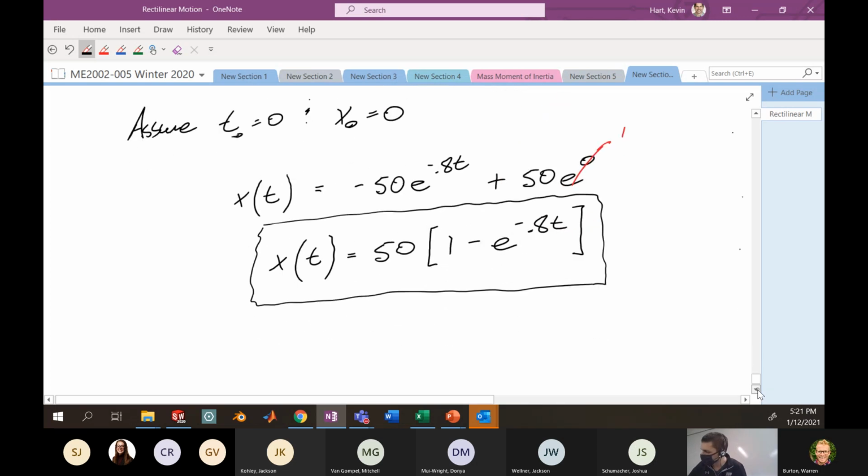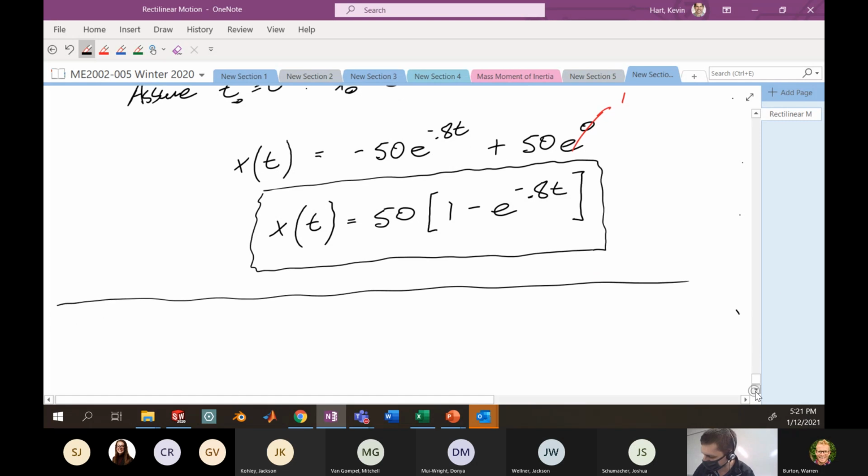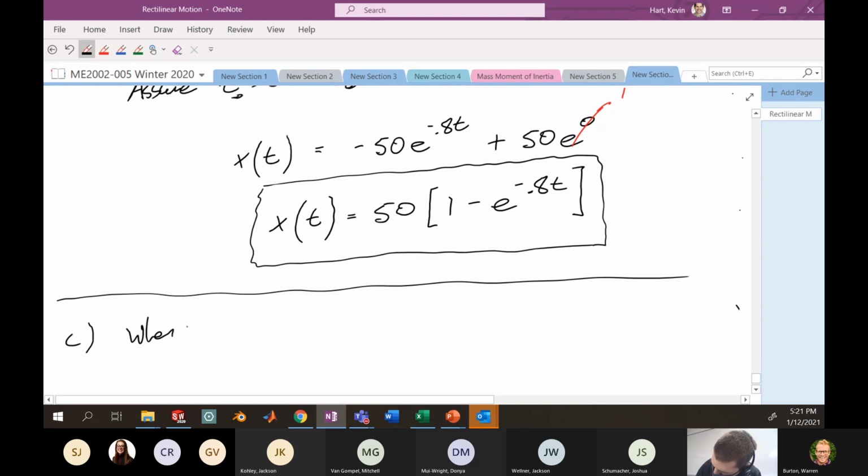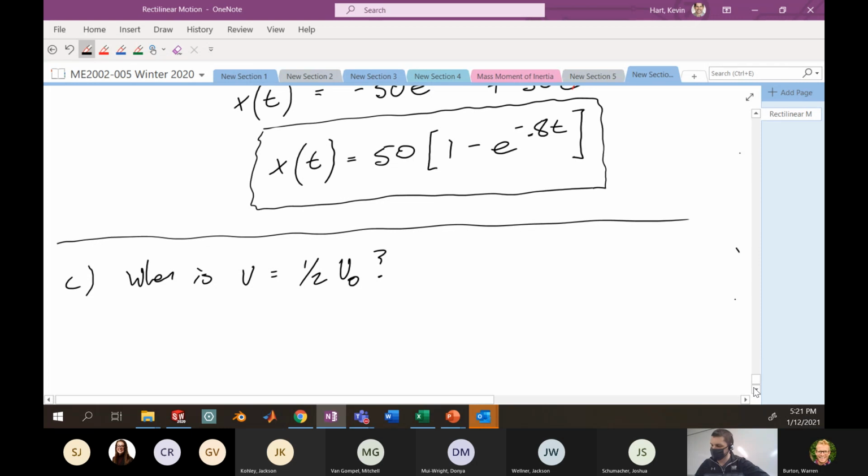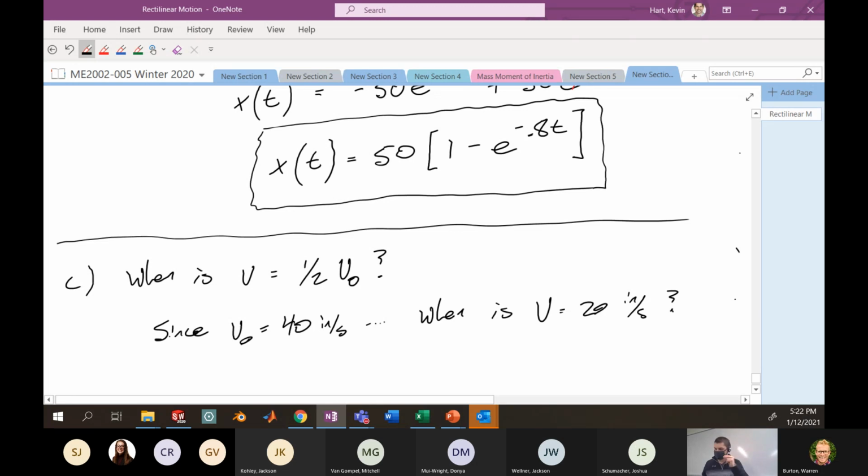All right, let's continue with the problem. We have a part C here. It's kind of the prompt for part C. How long until the particle reaches 50% of its initial velocity? So when is v equal to 1/2 v0? Since our initial velocity is 40 inches per second, I want to know when is v equal to 20. Since we're decelerating in this problem, how long until we get to that particular velocity?